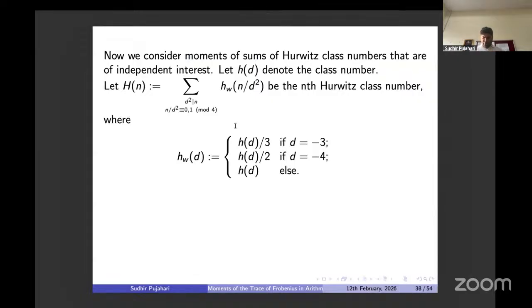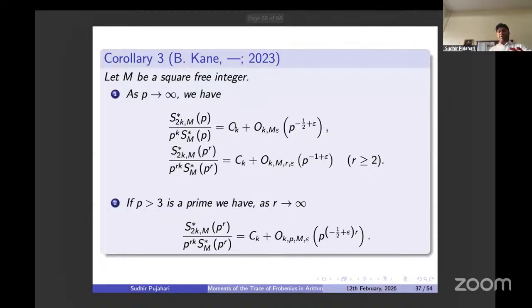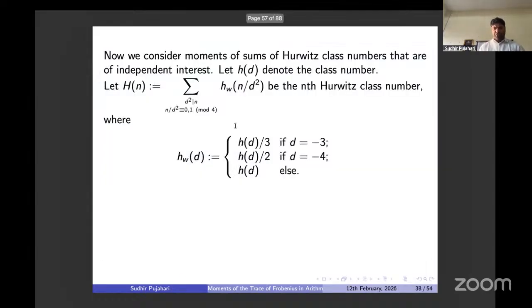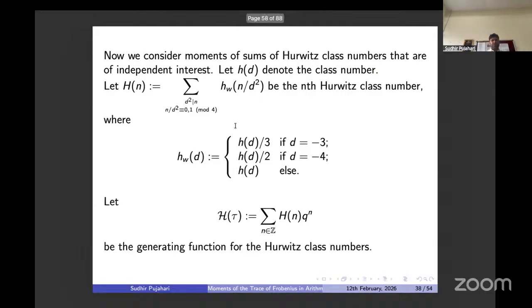So how do we study the moments of elliptic curves? To study them, we have to go to the Hurwitz class number. What is the Hurwitz class number?